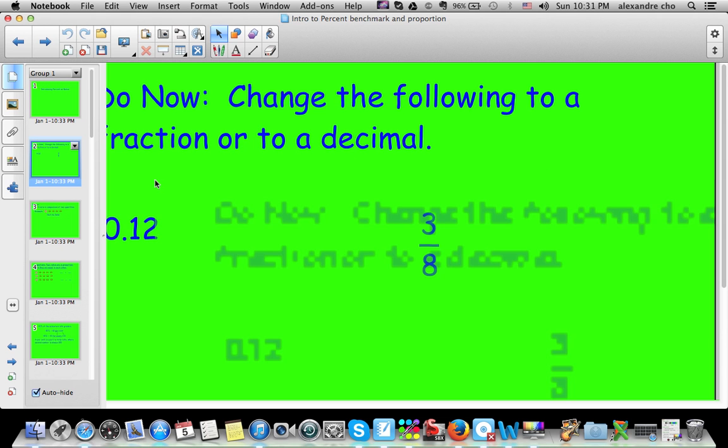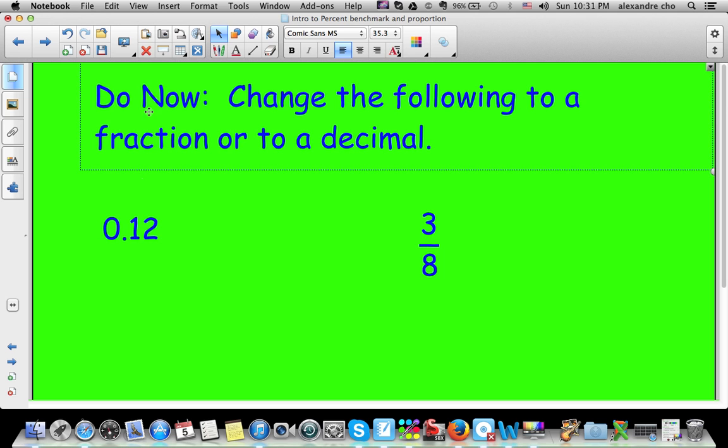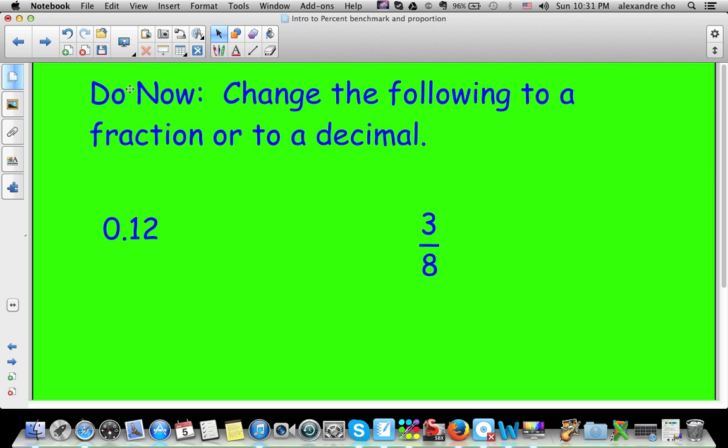All right, so what I'd like you to do is the do now. Okay, copy this. You need to have this in your notebooks. I want you to change the following to a fraction or to a decimal. In the case of a fraction, if you can simplify it, then by all means, please do. You should simplify it always. Okay, and then the other one, change the fraction to a decimal. So take a couple of minutes. Again, press pause and come back, and we'll see what you did.